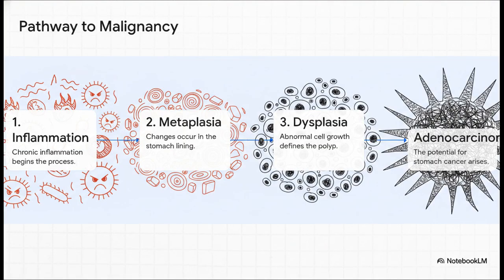So how does that transformation happen? Well, it follows a pretty well-known path. It all starts with chronic inflammation, the very same trigger that can cause the more harmless hyperplastic polyps. But in this case, the constant irritation makes the stomach cells change into cells that look more like they belong in the intestine. That's called metaplasia. Then, over time, those changed cells can become disorganized and abnormal, and that's dysplasia. That dysplasia is the hallmark of an adenomatous polyp, and it's the very last step before it can turn into a full-blown stomach cancer. Whew.